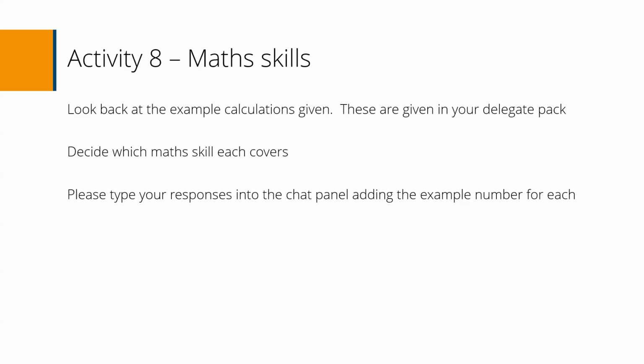Have a go at 3, 4.1, and 4.2 for me. Obviously, students themselves don't need to know which skill it is. They just need to be able to do them. So you need to make sure that in your teaching scheme, you address all of the math skills that appear in the delegate booklet, or indeed all of the math skills that appear in the appendix in the specification, which is the same list.